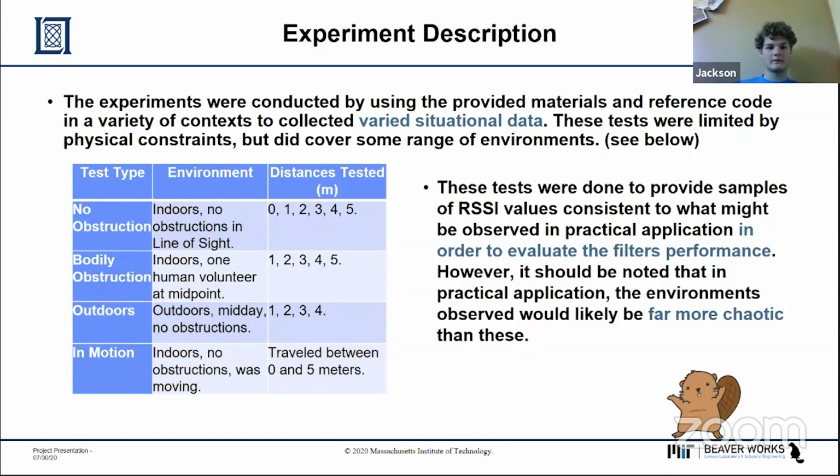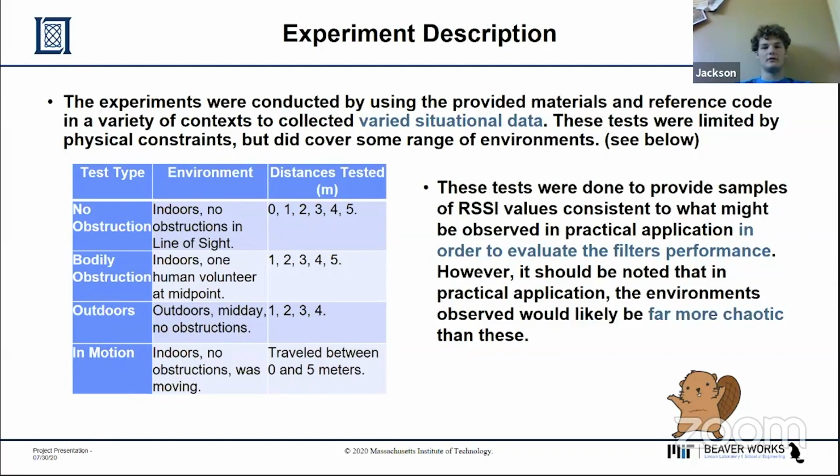Next slide, please. The experiments here were conducted using the provided materials, the Raspberry Pis and reference code, without any changes of my own. They worked fantastically, and I simply put them in varied situations. This was in an attempt to gather test data, RSSI data that could, in some aspect, represent what might be seen in practical application. Although I had many physical restraints that prevented me from doing multiple environments like I would have desired.